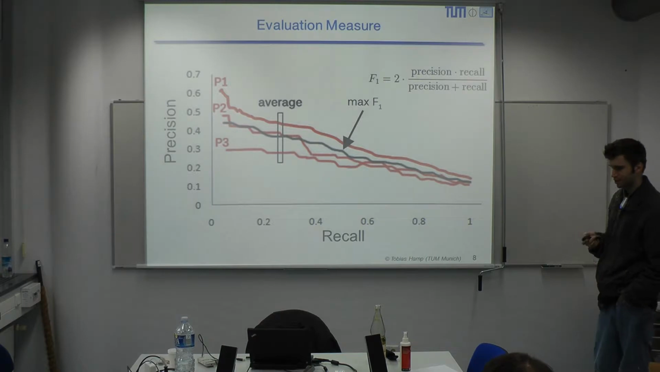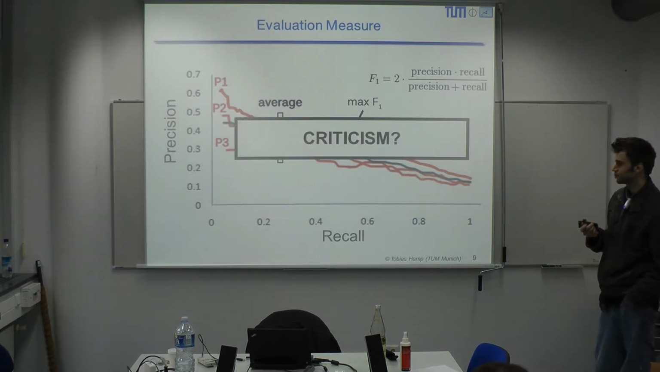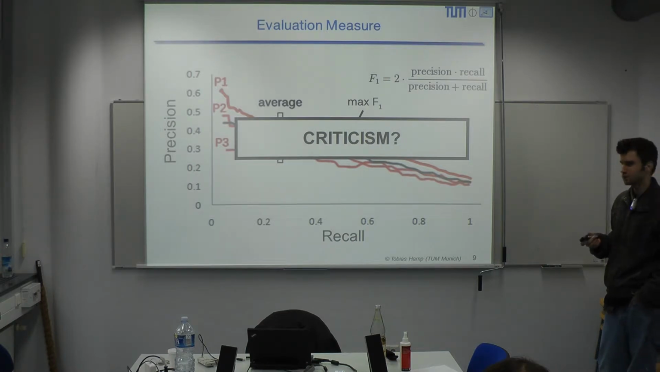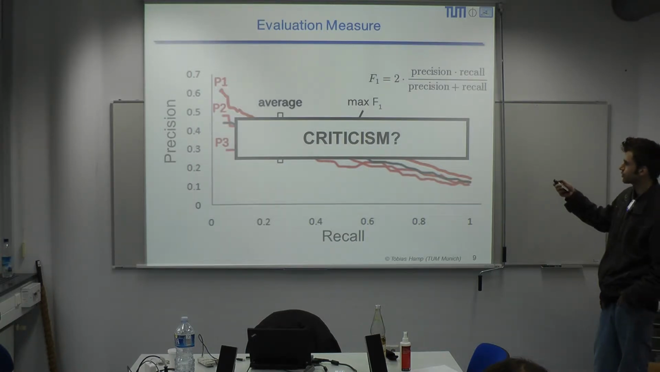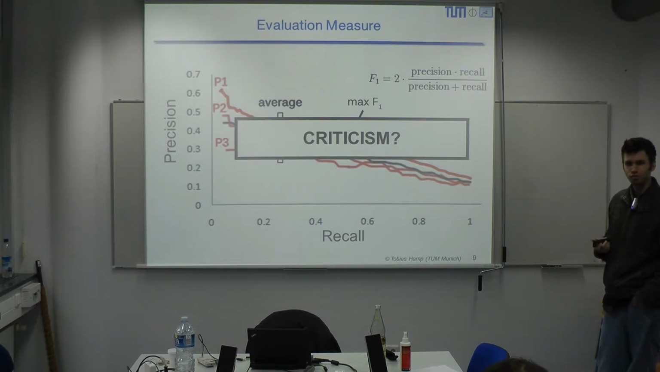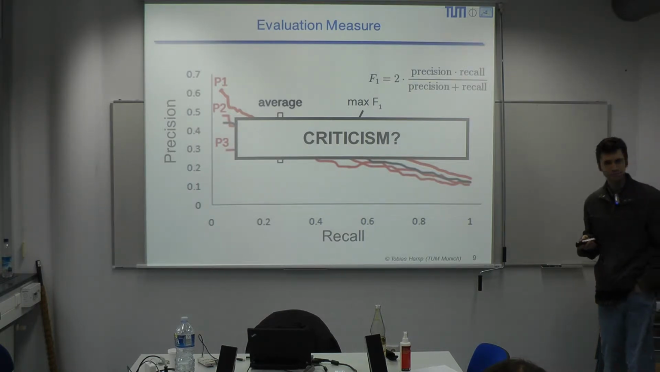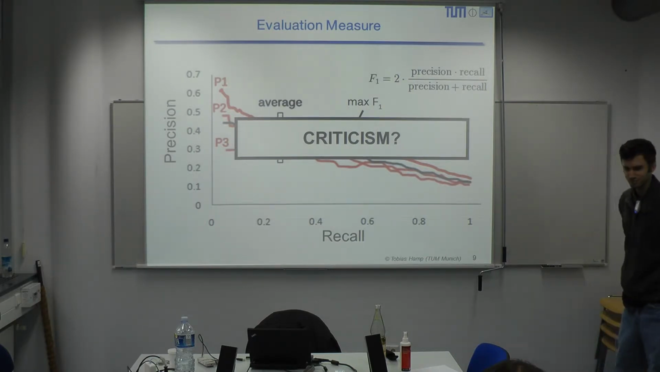And as a warm-up for today's lecture, I want you to find flaws in this measure. Of course this is not the only way you can measure function. If you were a user of any function prediction method and you would find such a curve or such an F1 score, what would you think? What would come to mind that is not ideal with this measure? Let's say 5 minutes.